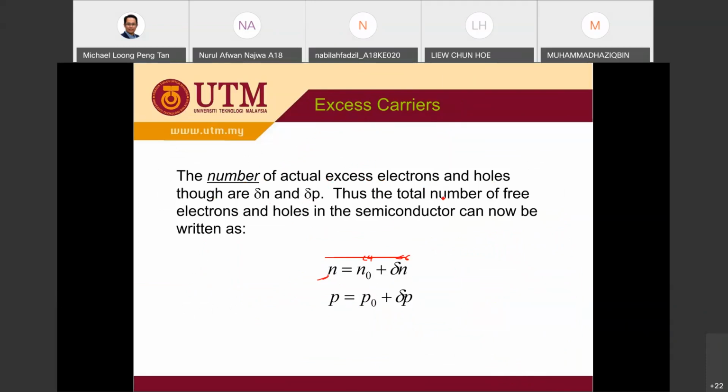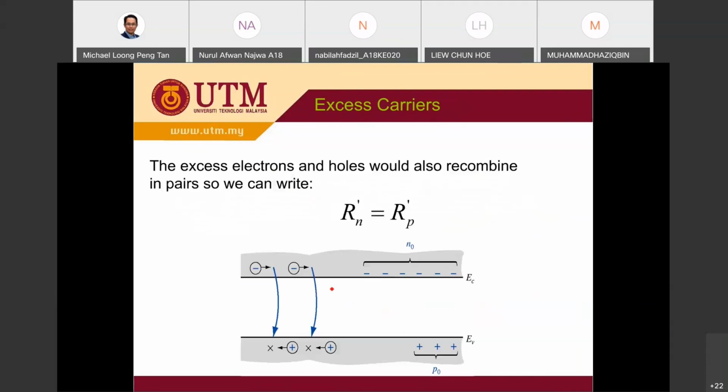The total number of free electrons and free holes can now be written as: you have N0 plus this delta n, and P0 plus this delta p, and then you get the total number of free electrons and free holes. The excess electrons and holes will be recombined in pairs, so we write them in terms of this.